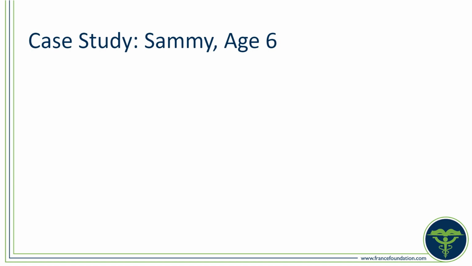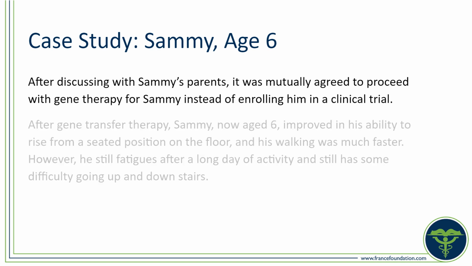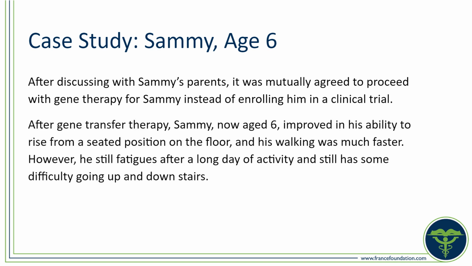Let's discuss a case. This is Sammy, who is age 6. After discussing with Sammy's parents, it was mutually agreed to proceed with gene therapy for Sammy instead of enrolling him in a clinical trial. After gene transfer therapy, Sammy, now age 6, improved in his ability to rise from a seated position on the floor, and his walking was much faster.